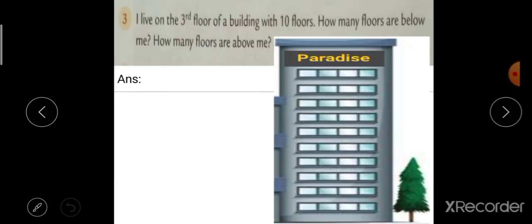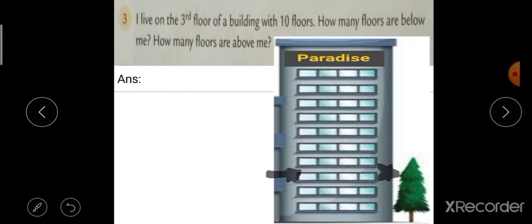Now, I live on the third floor of a building with 10 floors. I live on the third floor. Now where do I live? On the third floor with a building of 10 floors. How many floors are below me and how many floors are above me? Now children, I live over here. This arrow I have drawn. Okay, so I live over here.